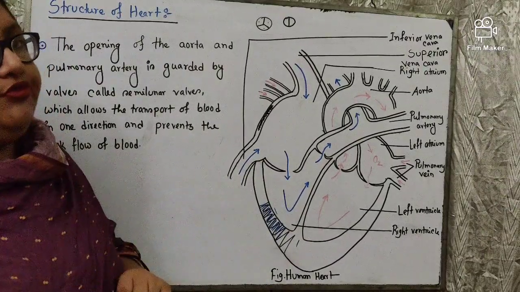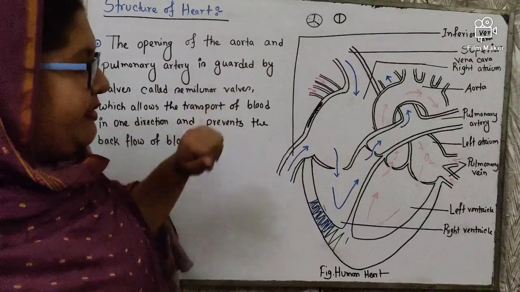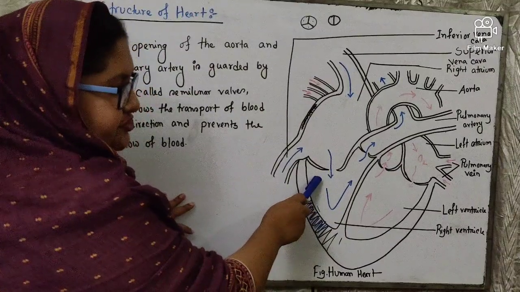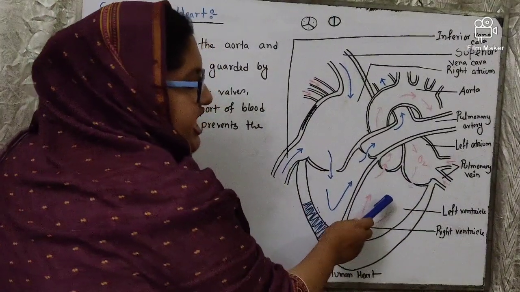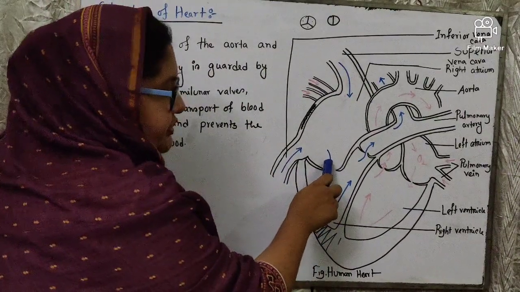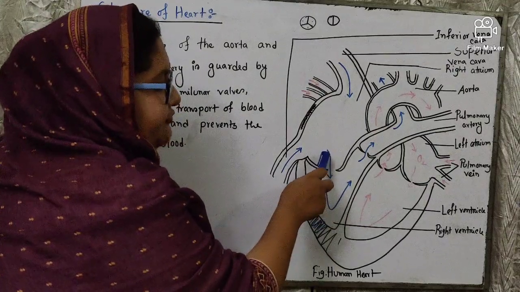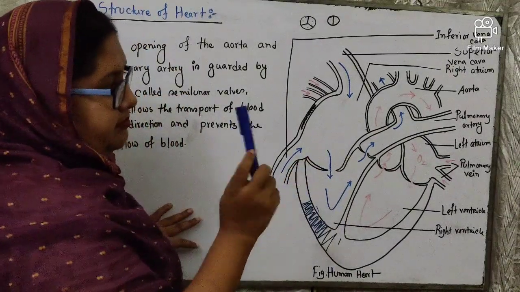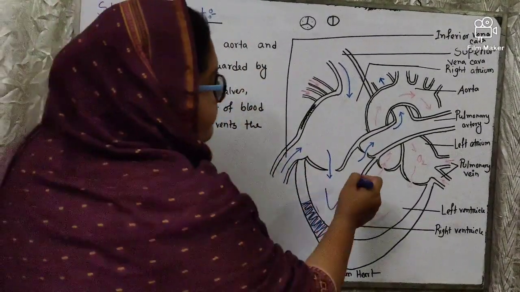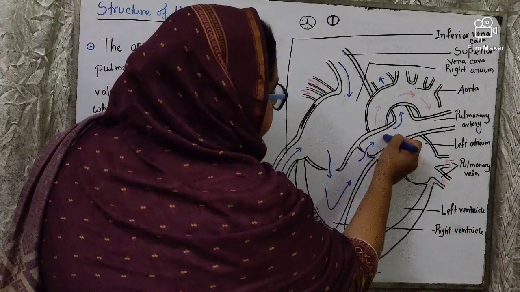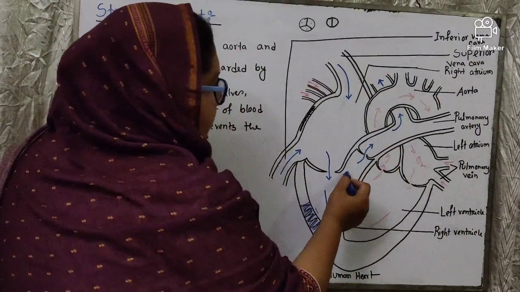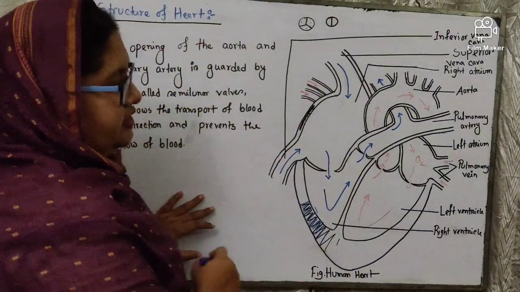Students, you should know one thing before the next point. This is the right atrium and this is the right ventricle. This is the left atrium and this is the left ventricle. You have already known that there is a valve known as tricuspid valve, situated in between the right atrium and right ventricle. But one thing, this is the right ventricle. So from the right ventricle there is a passage to the pulmonary artery. In between this pulmonary artery and the right ventricle there is another valve.